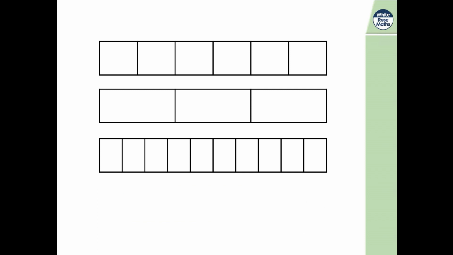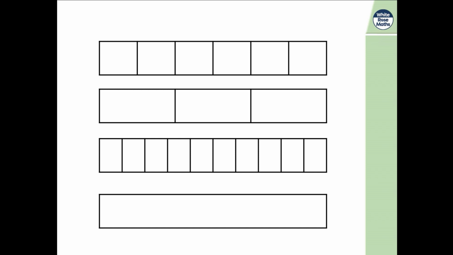Let's have a look. I'm going to put a bar underneath and I'm going to divide it into 2 equal sections to show a half. If we were to shade half of the bar above that's divided into 10 equal sections, you can see that we shade 5 out of 10, which is the same as a half.